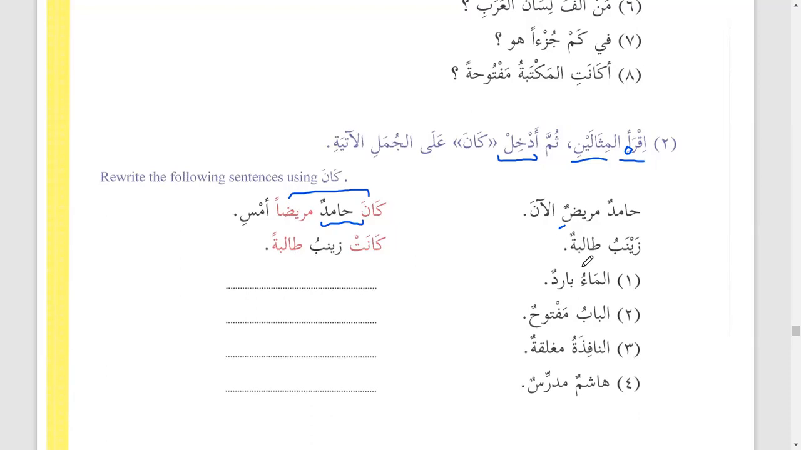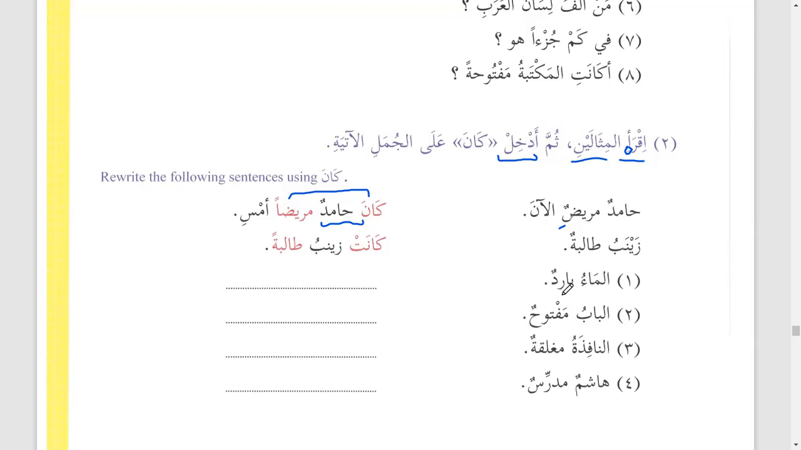Zainabu talibatun. Zainab is a student. Kanat Zainabu talibatan. Zainab was a student. So what happened here now? The same thing happened. For kana, the feminine is kanat, and Zainab is feminine. That's why we have to say kanat Zainabu talibatan. Zainab was a student.